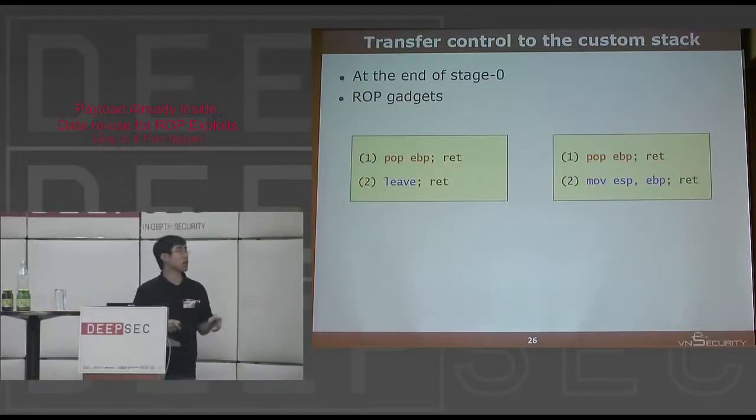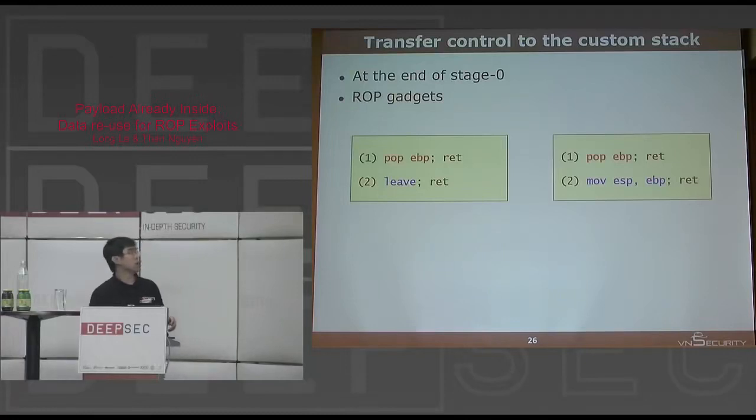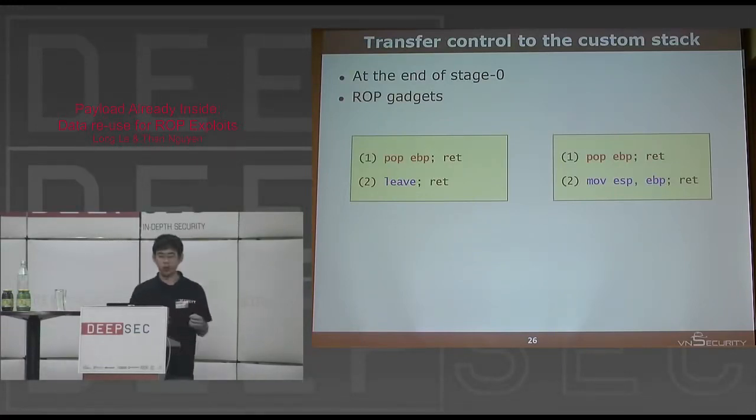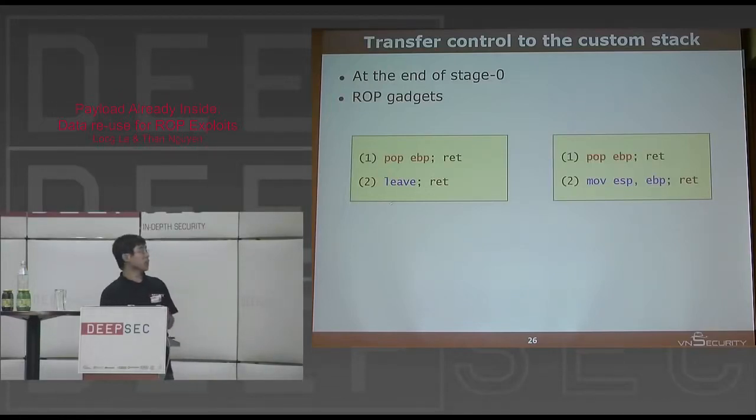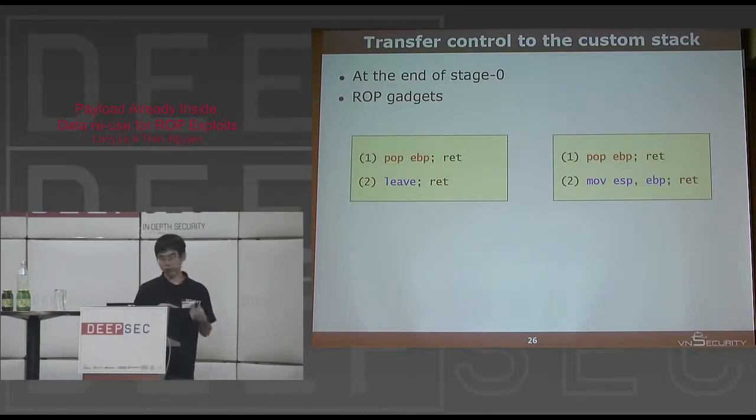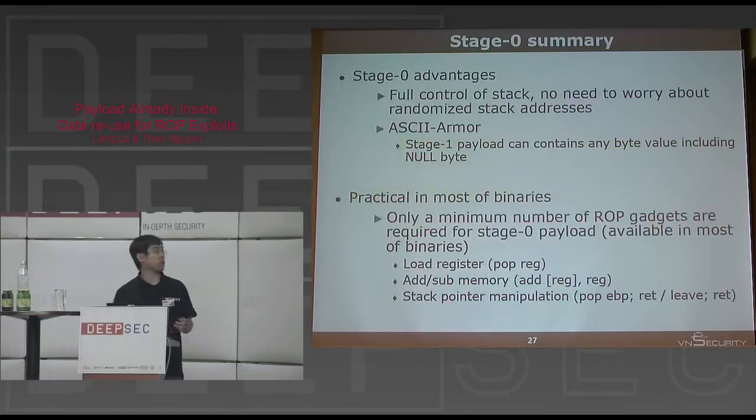At the end of stage 0, we need to switch the control to the new stack we just copied the data of stage 1 onto. So we transfer the control to the custom stack and let stage 1 start running. We only need something like pop EBP, return and leave to switch the stack, which is available in most binaries.